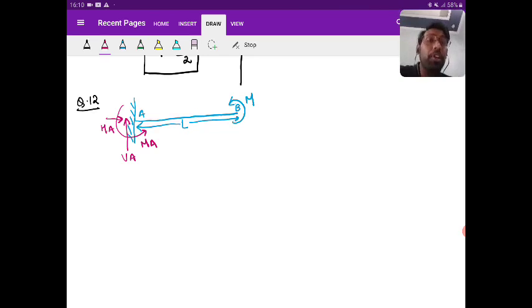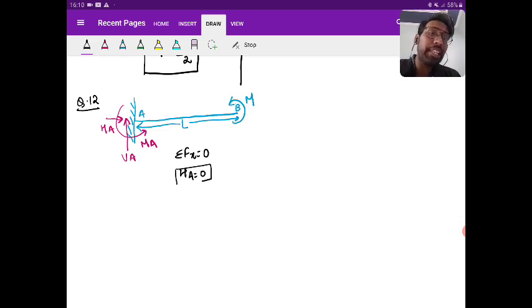Okay, see then. First of all, I will use summation Fh equal to 0, and from that I get HA is equal to 0. Next, I will use summation Fy equal to 0. From here I get VA is equal to 0, because there is no vertical force other than VA. Next, I will use summation of moment about any point. Let us take about A equal to 0.